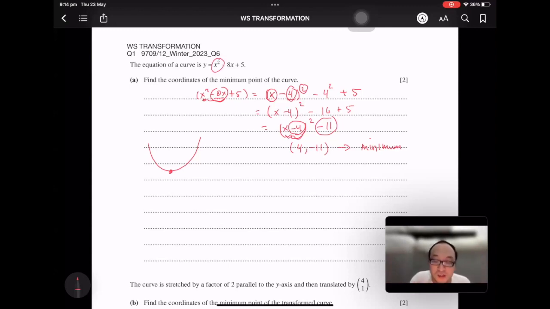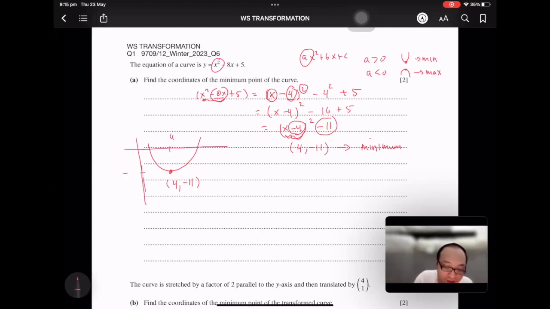If you remember the quadratic equation, ax squared plus bx plus c, if a is greater than 0, it will be facing up. If a is smaller than 0, it will be facing down. So this will be a minimum. This one will be a maximum. So the coordinates of the minimum point are 4, negative 11.